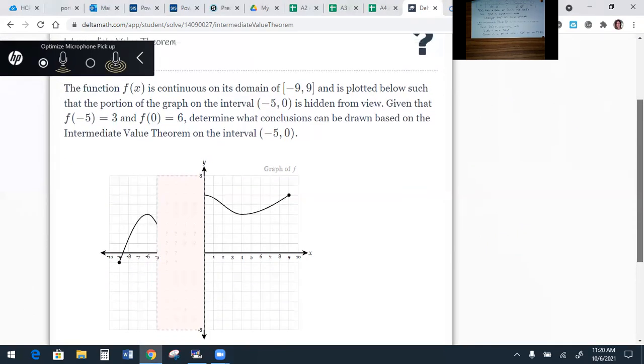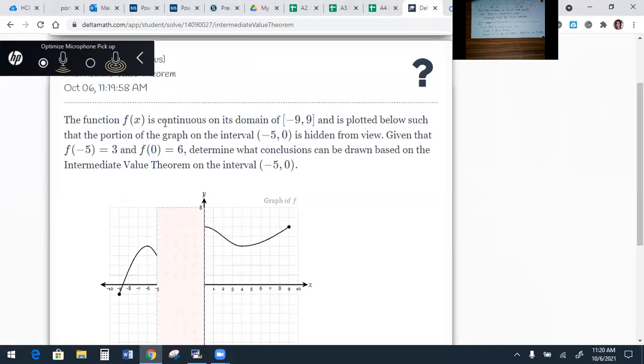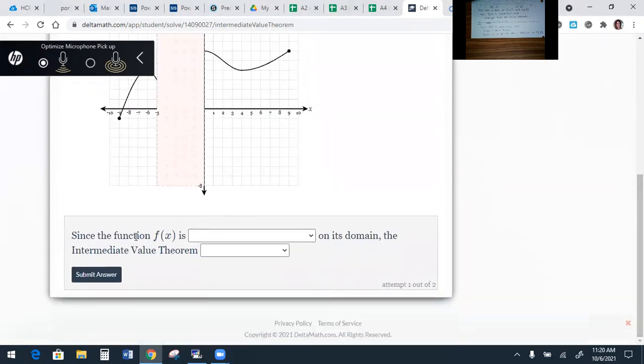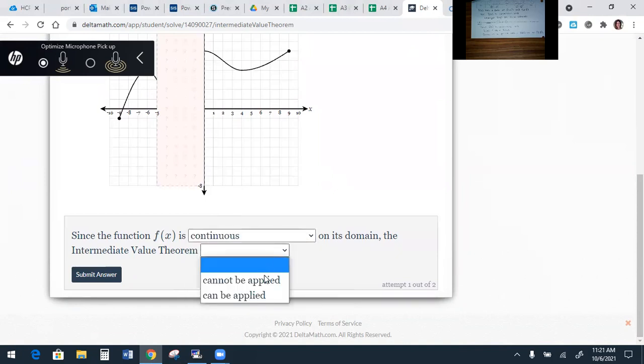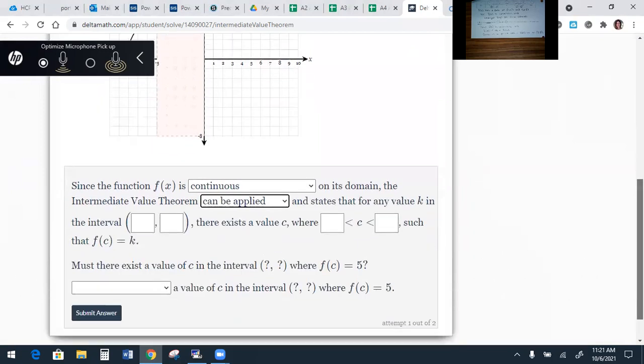All right, did they say continuous somewhere? Yeah, okay, because if they don't say that, then you can't do the problem. So if they didn't say continuous down here, you would say since the function is not necessarily continuous, the intermediate value theorem cannot be applied. Do you guys see what I'm saying? Because some of you are not even looking or listening to me. You're going to really struggle with this homework if you don't pay attention, right? You would say can't be applied. But since the function is continuous, we can apply the theorem.